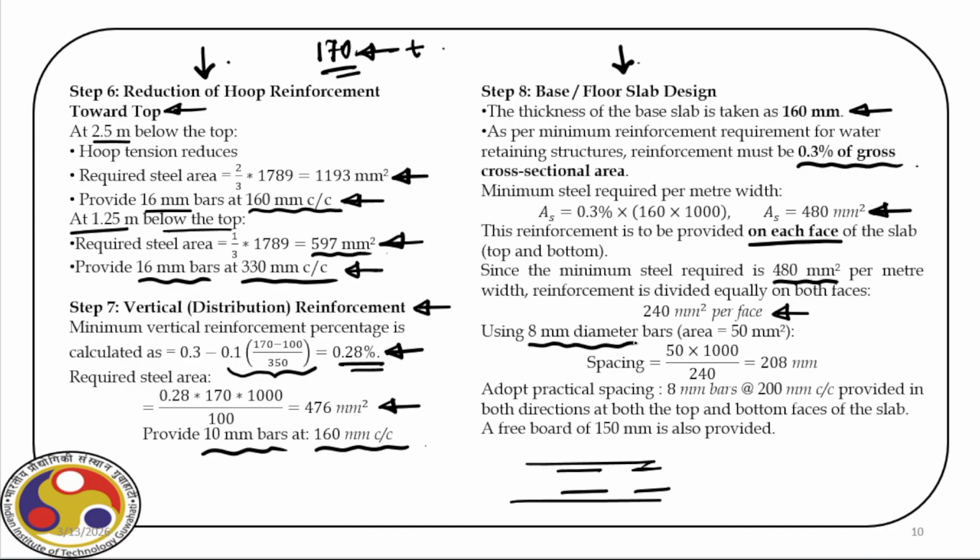So this can be designed with 8 phi bar, and for that spacing is 208 millimeter. So we adopt 8 phi bars at the rate 200 millimeter center to center on top and bottom faces of the slab. And we can provide a freeboard above the water level as 150 millimeter. So that completes the design. So let us go for the detailing.